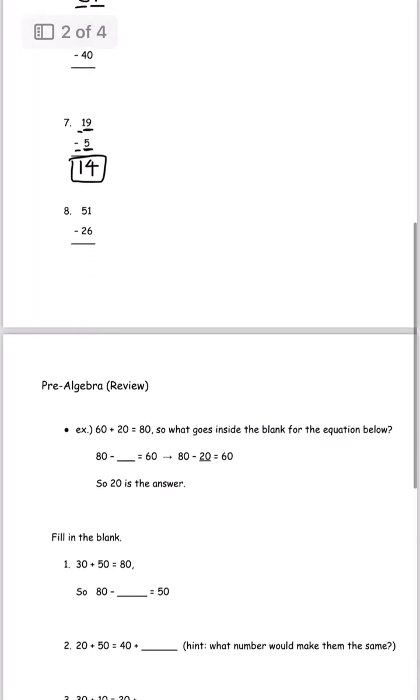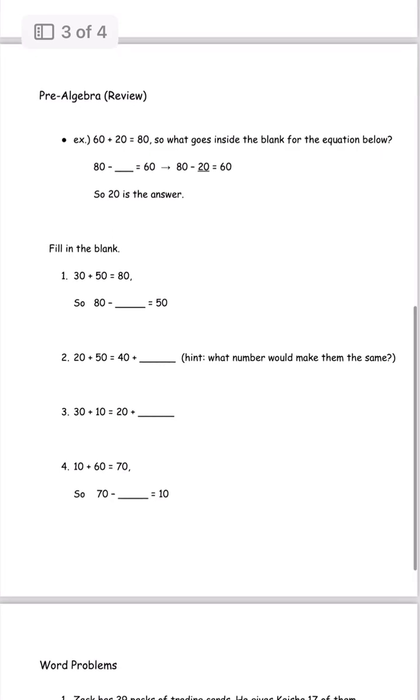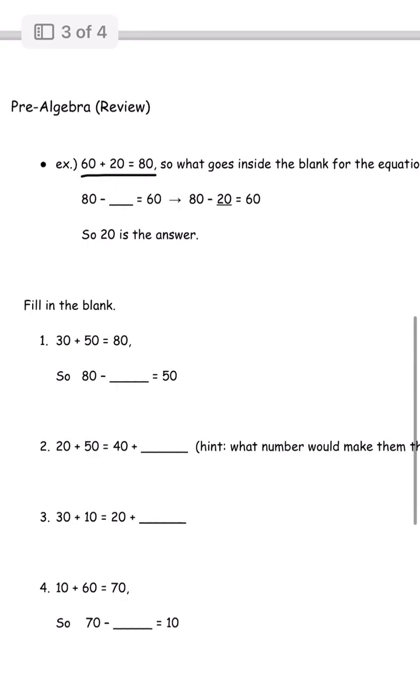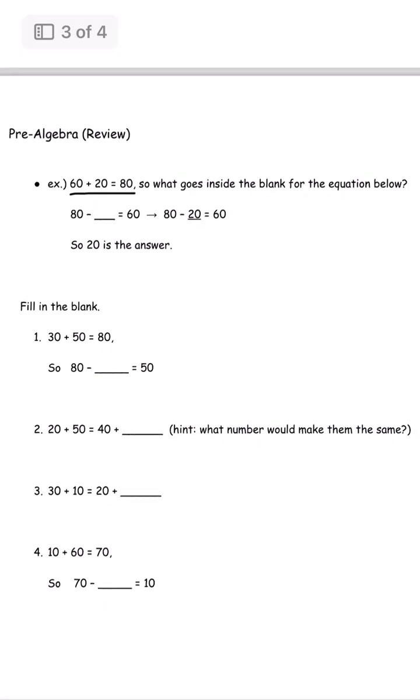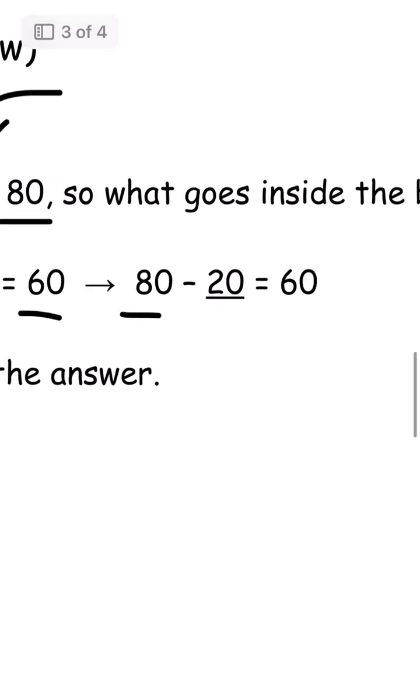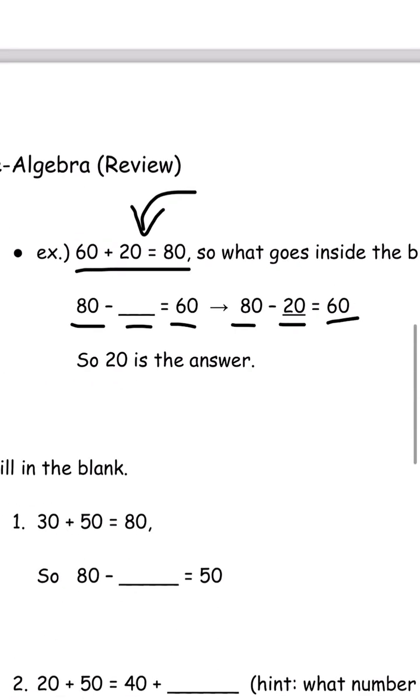Okay, let's move on to the next page. Again, this is a review from last week, and it's pre-algebra. Here's an example. 60 plus 20 is 80. What goes inside the blank for the equation below? 80 minus blank is 60. From this equation, it shows that 60 plus 20 is 80, which means that 80 minus 20 is going to be 60, right?